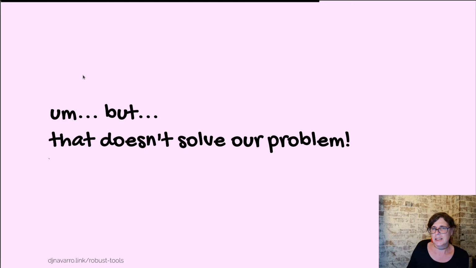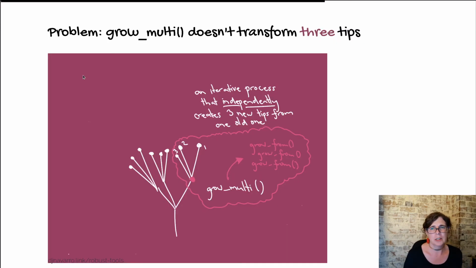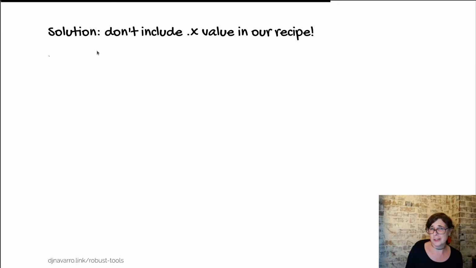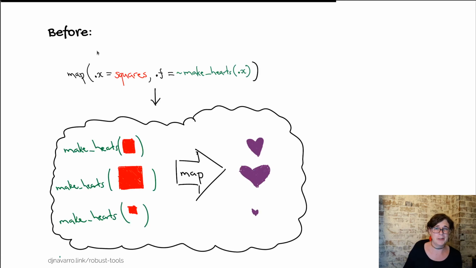But it doesn't quite solve our problem. Go back to grow multi for a second. Grow multi doesn't take 3 squares or 3 tips and transform them. It just does one. So it takes one thing and applies it 3 times. It turns out that the solution to that is going to be really simple. Don't include .x in our recipe.